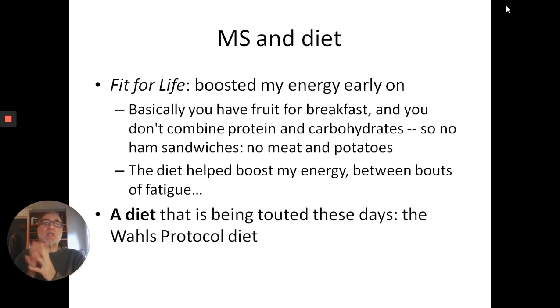MS and diet. So what can be done about MS? So we've talked a little bit about meds. When I was initially diagnosed with the first hit and with MS, I went on the Fit for Life diet. Now, Fit for Life is a book. You can get the book and read about it. Basically, you have fruit for breakfast, and you don't combine protein and carbohydrates. So no ham sandwiches, no meat and potatoes. And when I wasn't fatigued, the diet helped boost my energy between the bouts of fatigue. I would still have fatigue, but it boosted my energy.